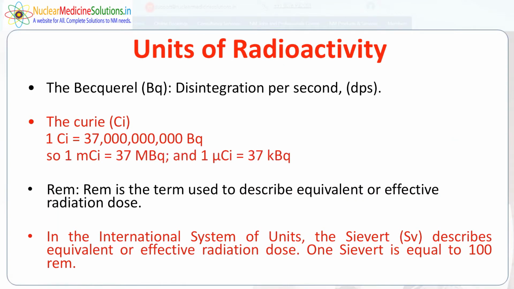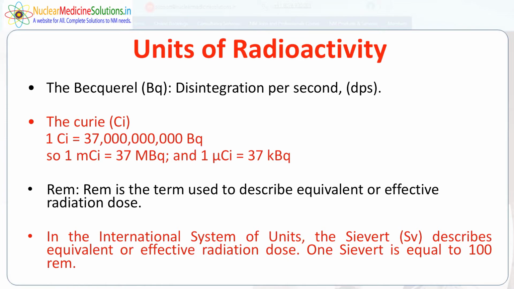Now we have dealt in the previous slides with different kinds of radiation, but we should now know the units of radioactivity. Becquerel is the unit of radioactivity and is defined as disintegration per second. What is Curie? 1 Curie is nothing but 37 into 10 to 9 becquerels. So 1 millicurie is nothing but 37 megabecquerel, which means 37 into 10 to 6 becquerel. When we talk about 1 microcurie, it is nothing but 37 kilobecquerel.